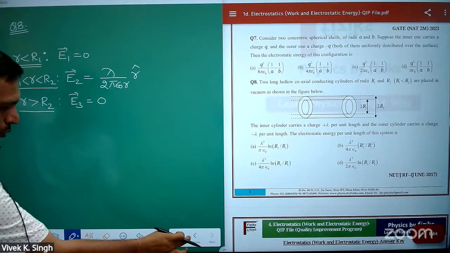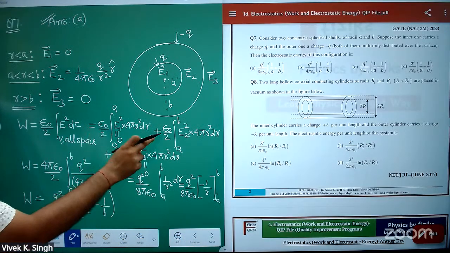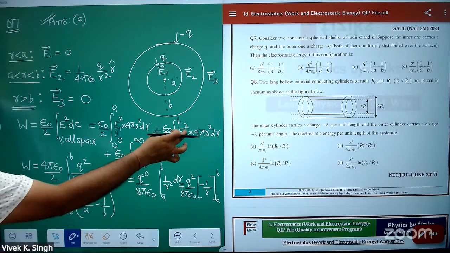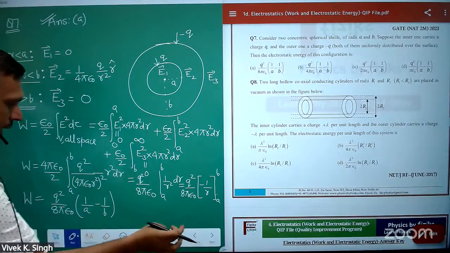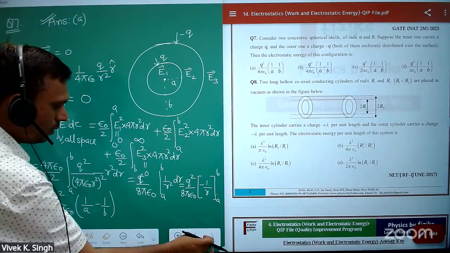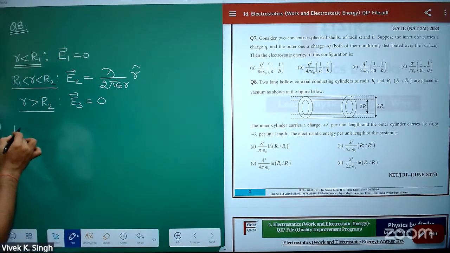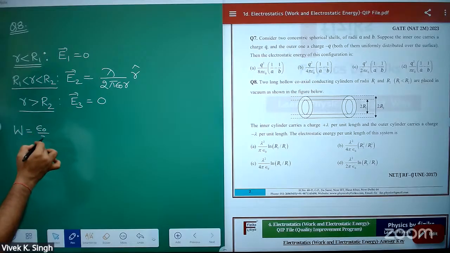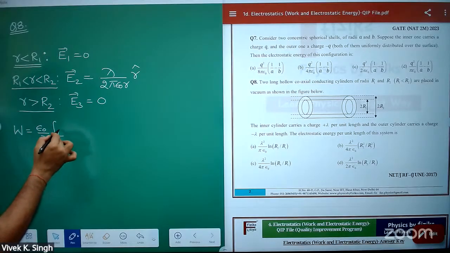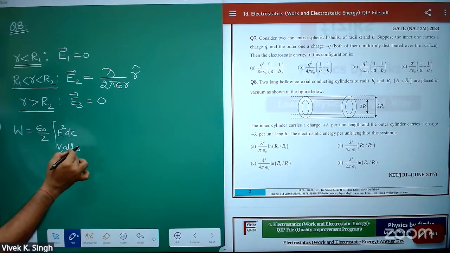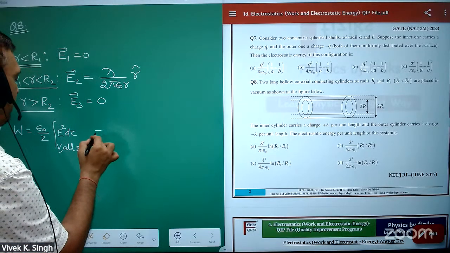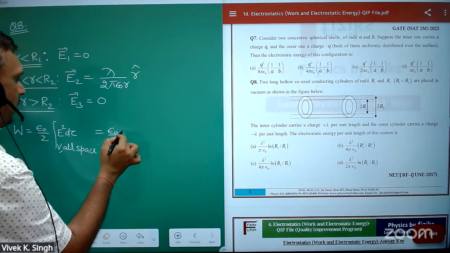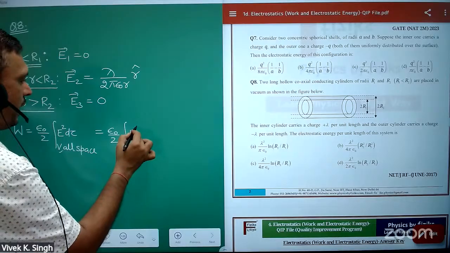So again, you have same formula that you have to use. Now I am going to use same formula, but E1 and E3 will be 0. Only this term will survive. So I am directly writing: epsilon naught by 2 E square d tau, volume integral all space. Because E1 and E3 will not survive, so I will write only E2. So this is E2 square.